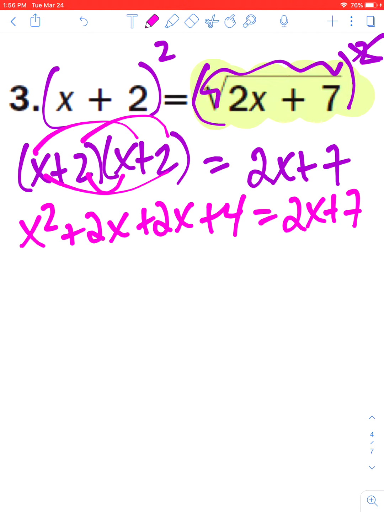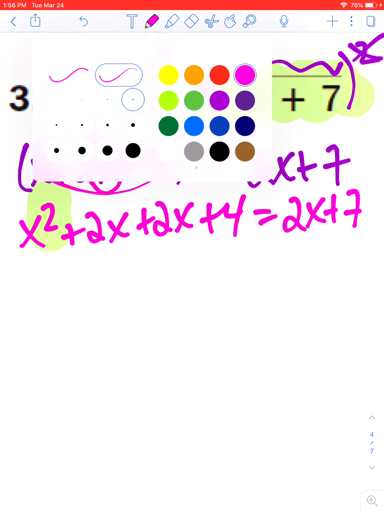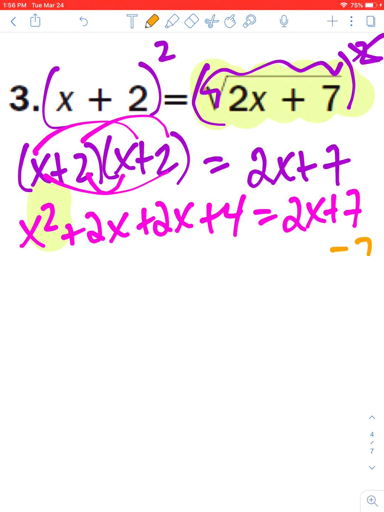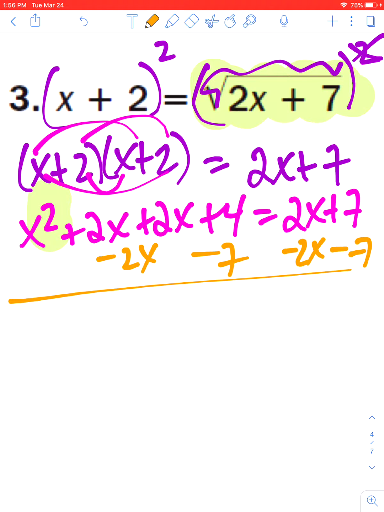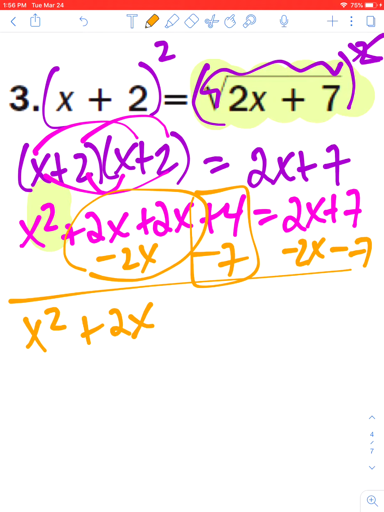Friends, this is a quadratic. It's quadratic because of that power of 2. So this has to be set equal to 0. So how are we going to do that? We're going to subtract 7 from both sides and 2x from both sides. 2x plus 2x minus 2x gives me 2x, and 4 minus 7 gives me a -3.